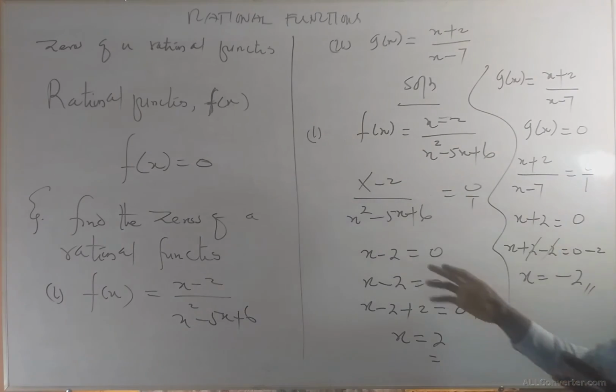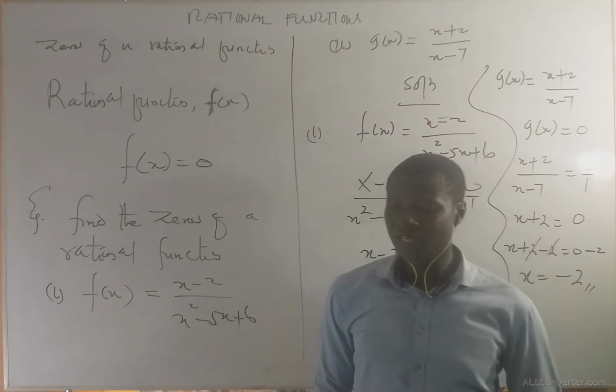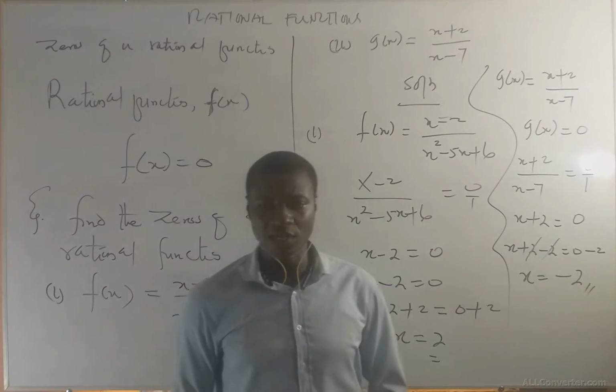So in general, the zeros of a rational function are the values of x for which that function is equal to 0. And that will be all for now on this particular episode.